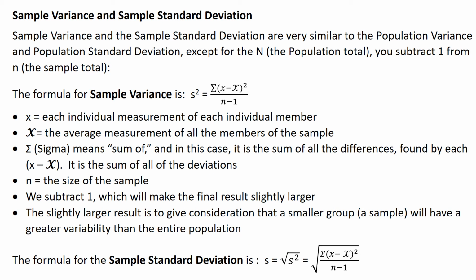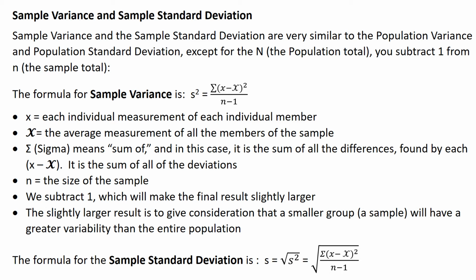Now, that is the formula for the population variance. The sample variance is very similar with the exception of one thing. Instead of the number of samples, my n, it's going to be n minus 1. This is done because the smaller the sample size, the greater the variation. So by subtracting that, we're recognizing the greater variability. But other than that, it is all the same calculation.